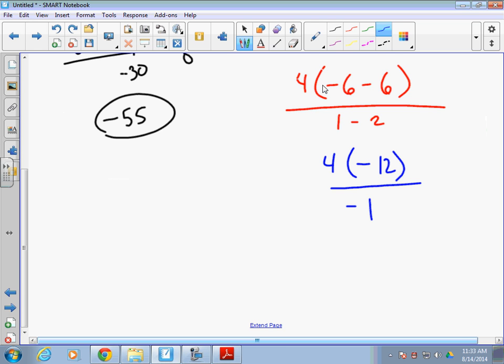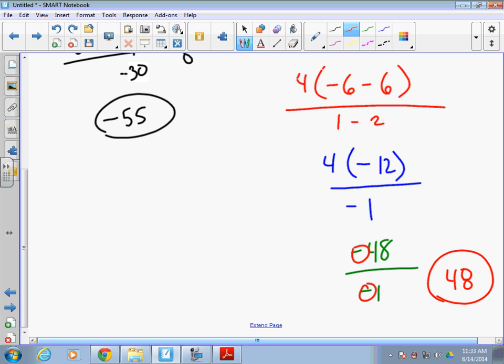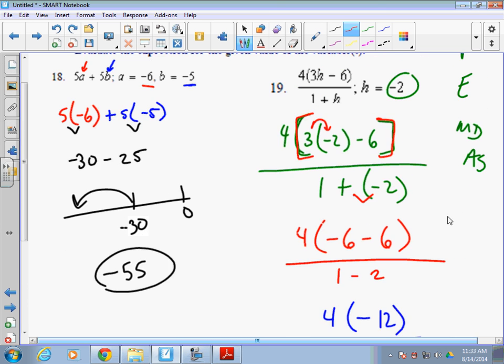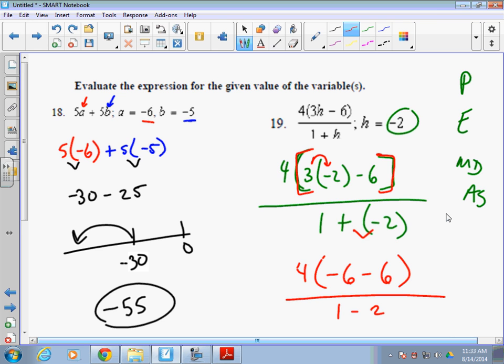We have multiplication to do at the top. 4 times negative 12 is going to be negative 48. And you have negative 1 at the bottom. Now it says negative 48 divided by negative 1. Same signs, negative divided by negative is going to make it into a positive 48, and there's no reason to write it as over 1. Positive 48. And again, I know that's a lot of steps to get through that. I know I scrolled down the page, but for number 19, positive 48.